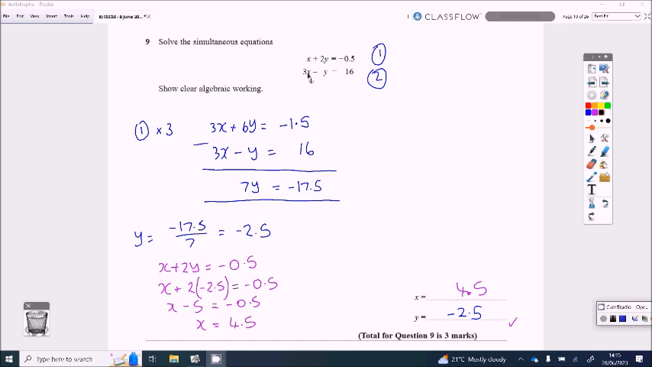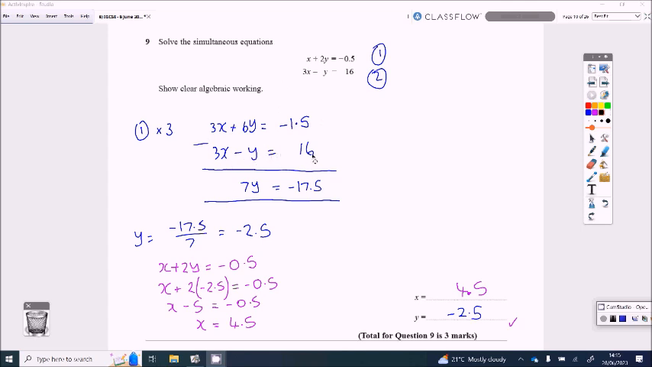So I've got 3x in equation 2. In order to get 3x in equation 1, I'm going to have to multiply each term by 3. So multiplying each term by 3, I get 3x plus 6y minus 1.5. So here I have my equation 1 once I've multiplied it by 3. Now line up equation 2 underneath it. 3x minus y equals 16.